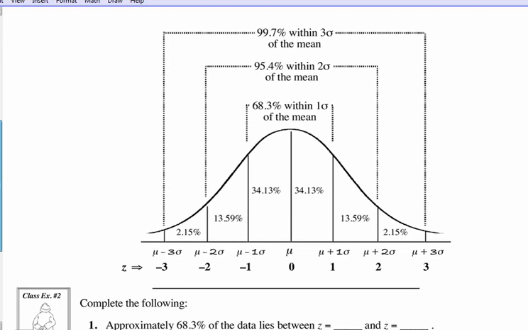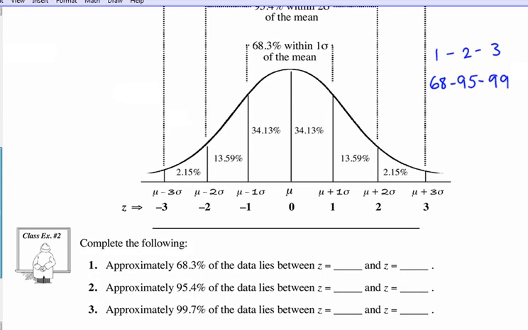Okay, so this is that same chart again. So the 68, 95, 99 rule. So you don't have to know the percentages exactly, but you need to know that approximately 68% of the data is within 1 standard deviation, 95% of the data is within 2 standard deviations, and 99% of the data is within 3 standard deviations of the mean, approximately. 1, 2, 3. Okay.